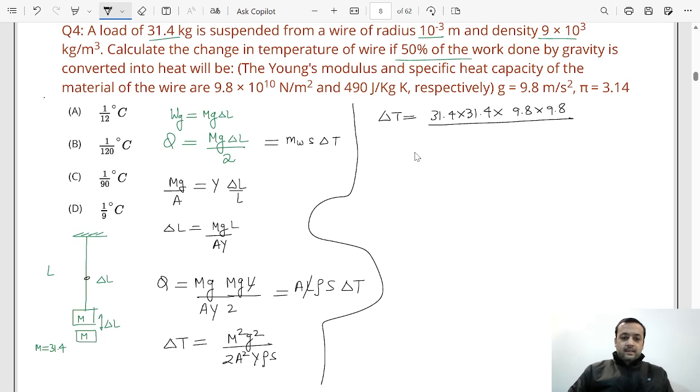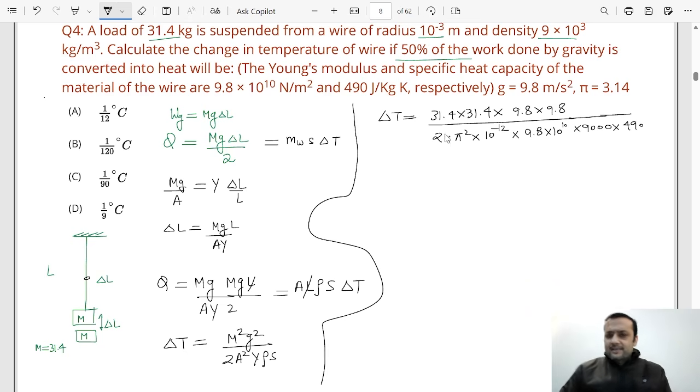Divided by twice the area. Now how do you write the area? So look, area is pi r square, and they have given you the radius. So A square will become pi square into r to the power 4. When you make this power 4, it will become 10 to the power minus 12. All right, into Young's modulus, which is how much? This is 9.8 into 10 to the power 10. This is the Young's modulus. Then the density of the wire is 9 into 1000, and the specific heat is 490 joules per kg Kelvin. So that is 490.